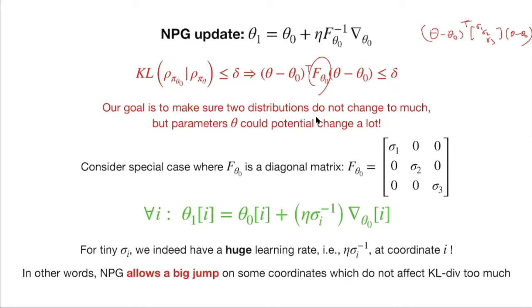I'm kind of confused. Wait, so if the sigma value is tiny, then it's a huge jump, and if it's large, then it's a small jump. Why is it not the other way around? Oh yeah, so this is sigma i inverse, right? Oh, sorry, my bad. Sorry about that. Let's write it this way. Maybe this is easier to see, right?